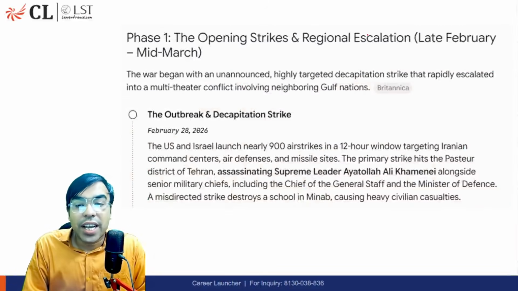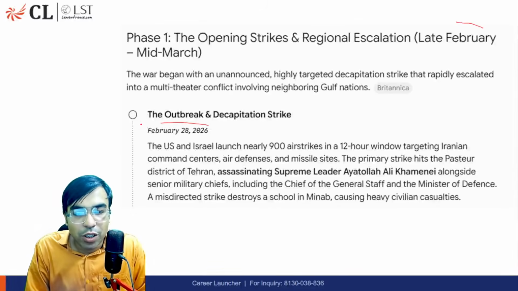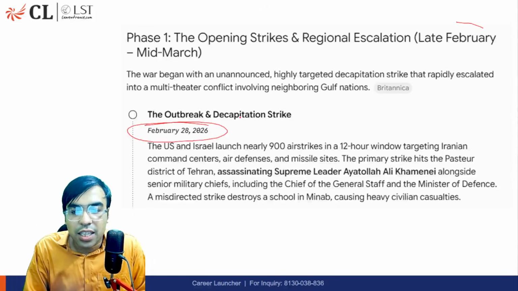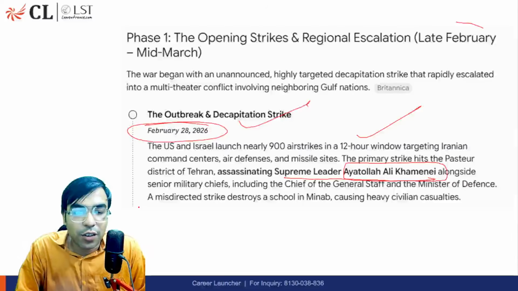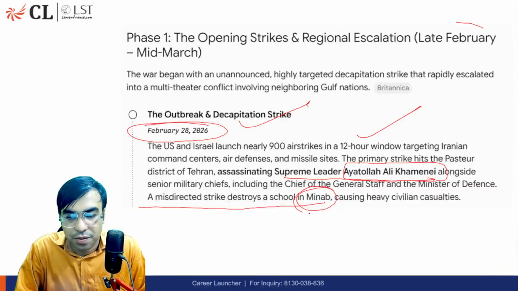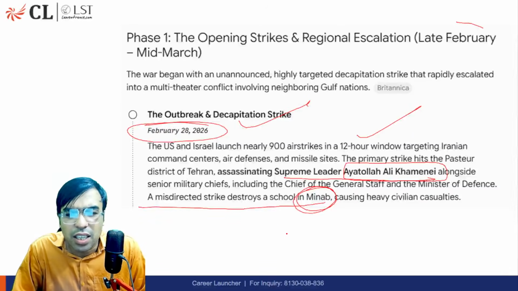So, opening strikes and regional escalation. You should be knowing 28th February 2026. On the first day, the Supreme Leader of Iran, Ayatollah Ali Khamenei, was assassinated. That is what you should be knowing. And there was a direct strike on the school in Minab, where I think more than 100 children died. That was very much in the news.